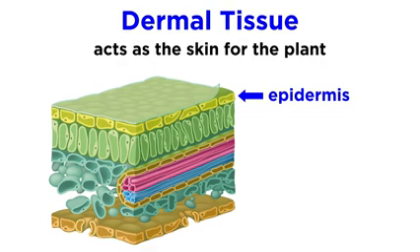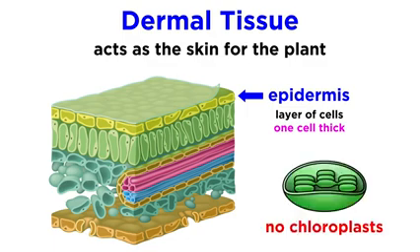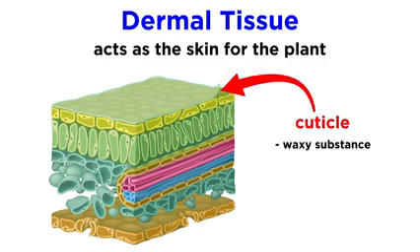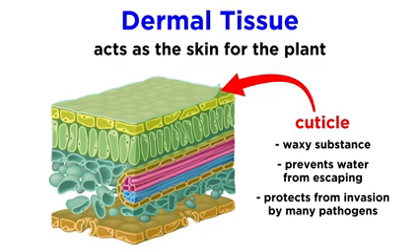A plant's skin is called the epidermis, and it's a layer of cells only one cell thick. Most of these cells don't have chloroplasts or other specialized organelles. They're primarily there just to serve as a protective layer to shield the more important tissues beneath. As extra protection, most epidermal tissues secrete a waxy substance called cuticle that prevents excess water from escaping the plant and also protects the plant from invasion by pathogens like fungi and bacteria. This cuticle is one of the main evolutionary advantages that land plants exhibit over their aquatic ancestors.